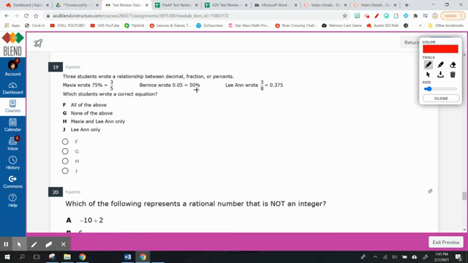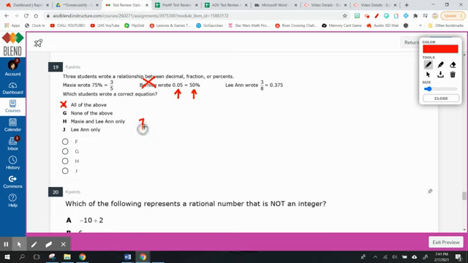Going back to basics, treating it like money, right? This is 5 cents. Is 5 cents close to half a dollar? Goodness gracious, no. It is closer to $0. So Bernice is out. So it can't be all of them. Now let's see if we can get rid of anybody else. Let's take a peek at Max.